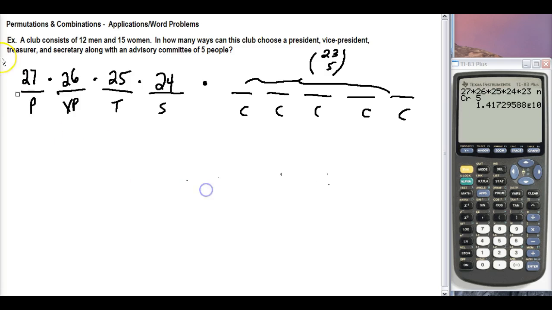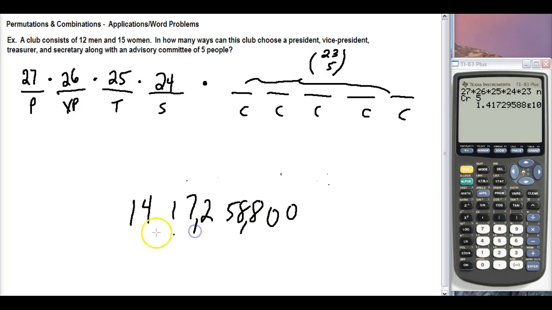Okay, so that should be enough. So here, the actual number is going to be 14172588800. Oh, I forgot a 9 here, so there should be a 9 right there. So we'll go back and just erase that.